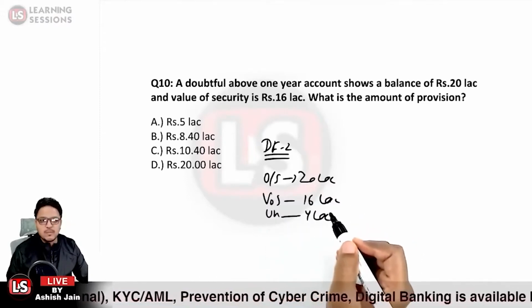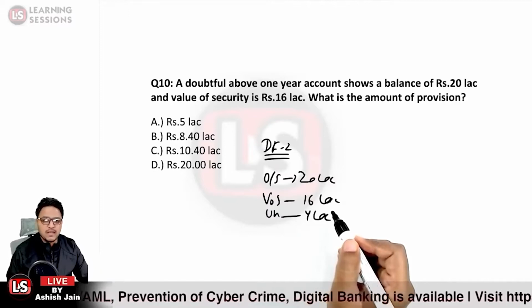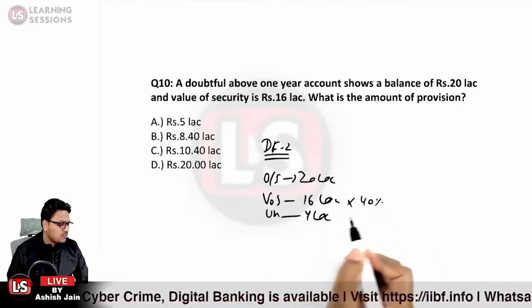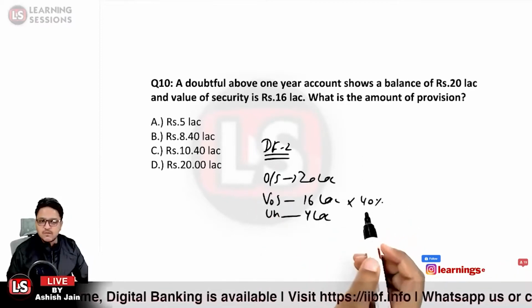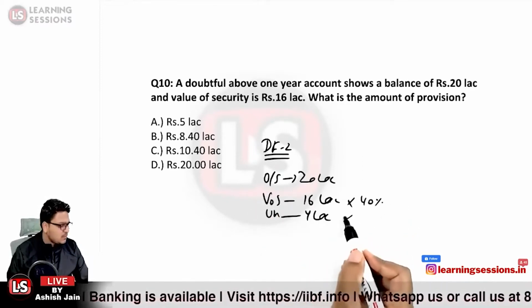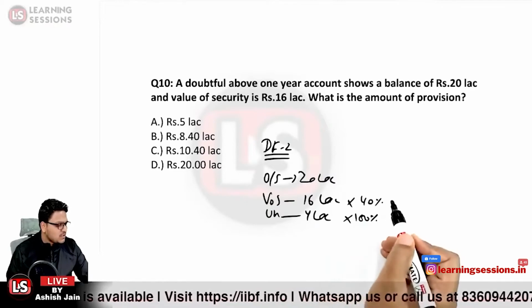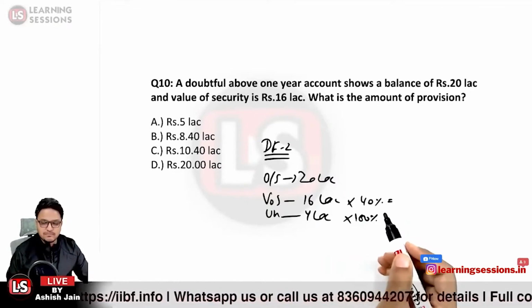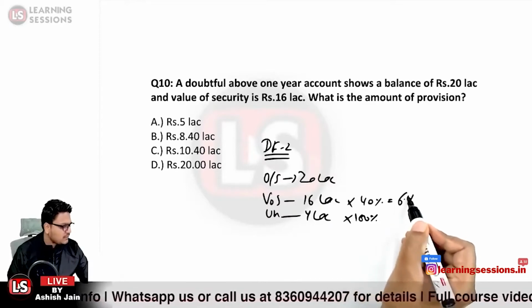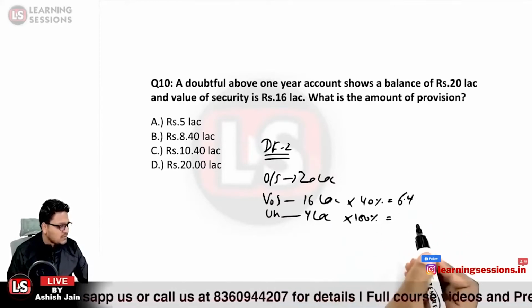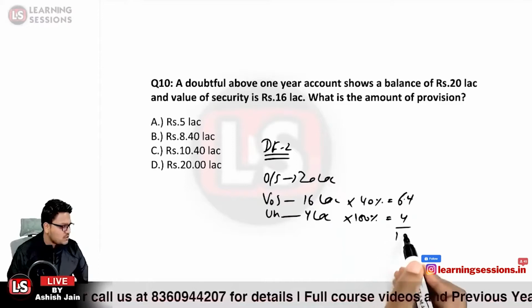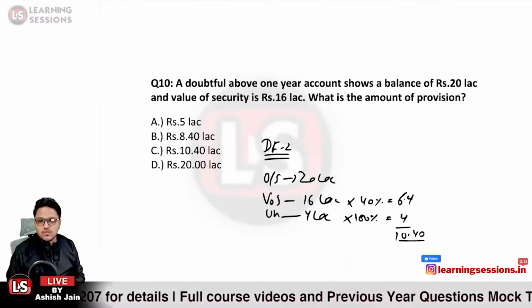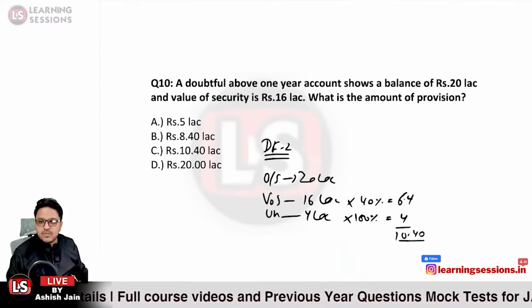Now for 16 lakh rupees, the amount of provision that is to be created is at 40% because it belongs to DF2 category. So 40% of the provision is to be created, and for unsecured part 100% of the provision is to be created. So 40% of 16 lakh over here is 6.4 lakh, and further 100% of 4 lakh is 4 lakh. So total provision is to be created at 10.40 lakhs.